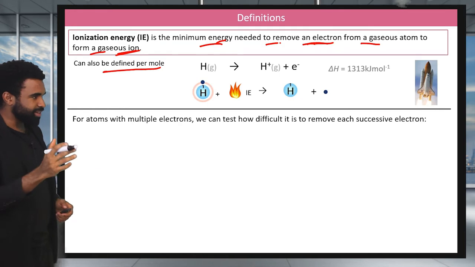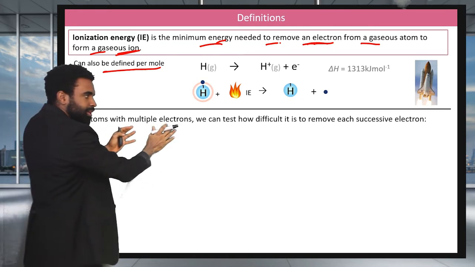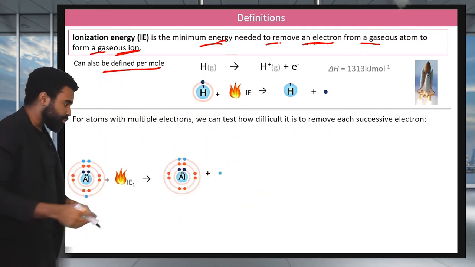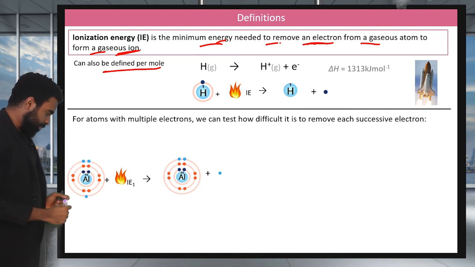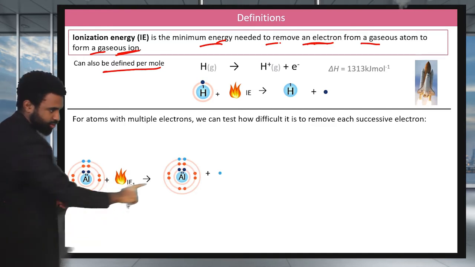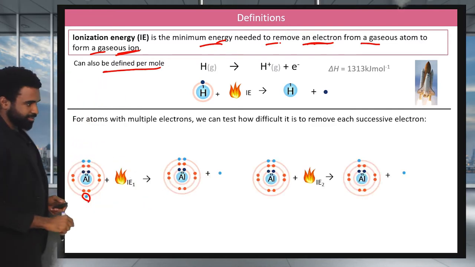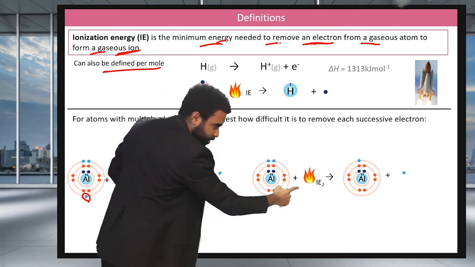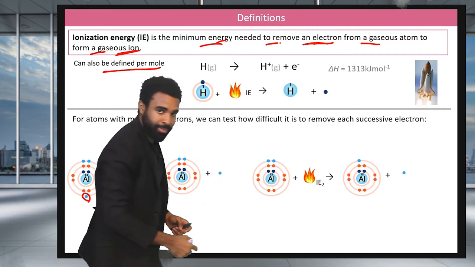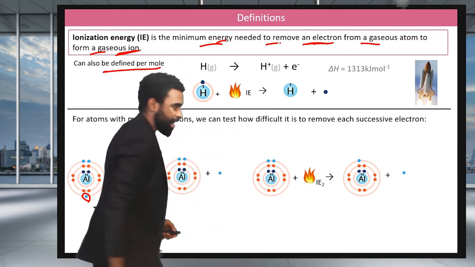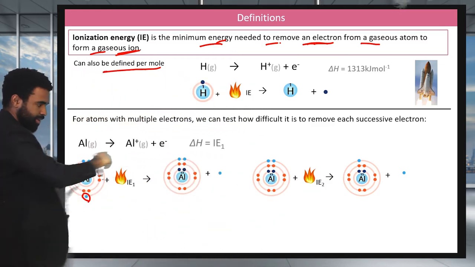Let's think now about first ionization energy. For atoms with multiple electrons, we can test how difficult it is to remove each successive electron. For example, we look here at aluminium, or aluminum if you like, and we can imagine that this is the first electron. It takes a certain amount of energy to remove it to create this Al+ ion here. And then we can try to remove another electron, say this one, and that would require some other amount of energy, which here we call ionization energy 2, or second ionization energy, to form the Al2+ ion. And here are the equations for that.